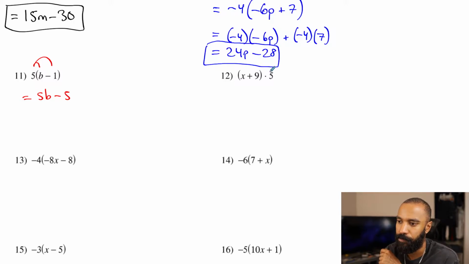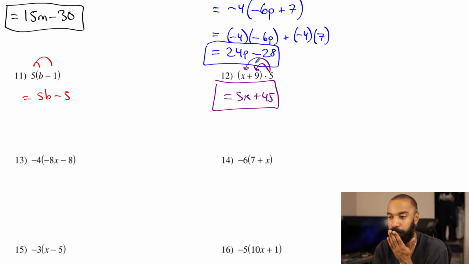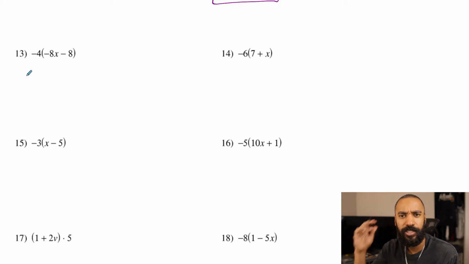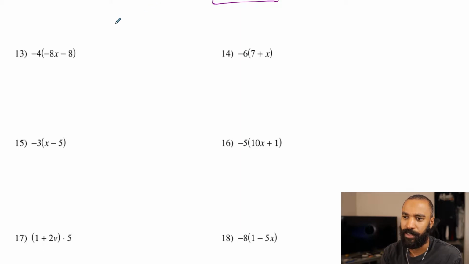So let's keep going. Let's try to distribute this way this time. Keep in mind, I'm doing 5 times x first. 5 times x is 5x. 5 times 9 is 45. Everything's positive. My favorite, your favorite, all our favorites. Now you're seeing the distribution more. It's starting to make sense. I would normally combine like terms if I could first, but of course, no combining like terms here.